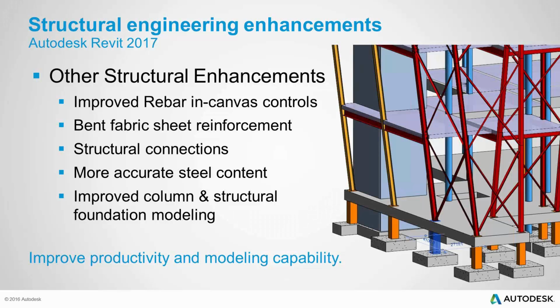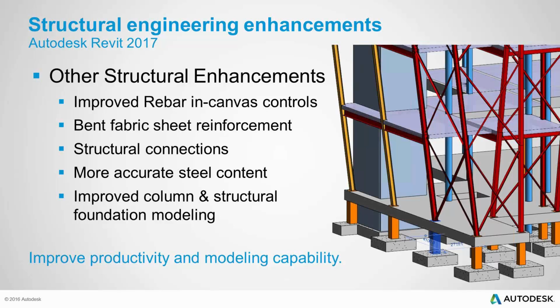We also have more accurate steel content, again, because we want to better connect to the rest of the structural ecosystem, so that we can actually go from one product to another, and the actual shapes of the beams and columns can be interpreted and processed in any software. So we want to be consistent with the rest of the structural industry.